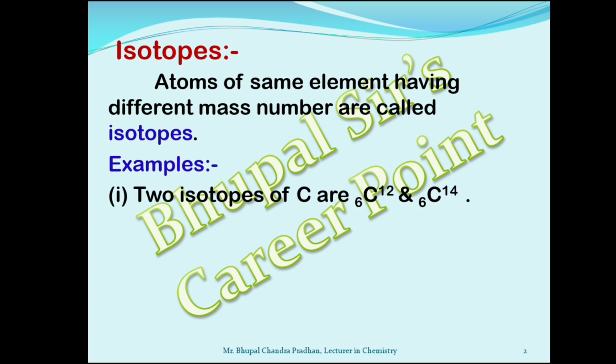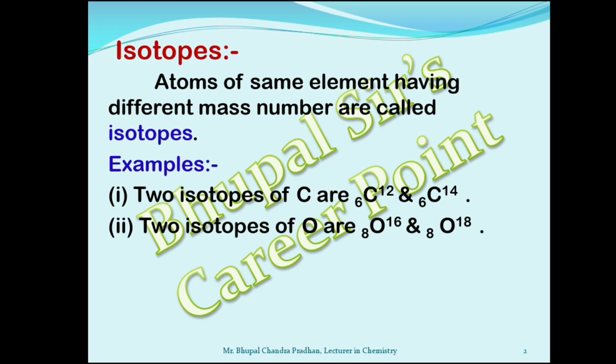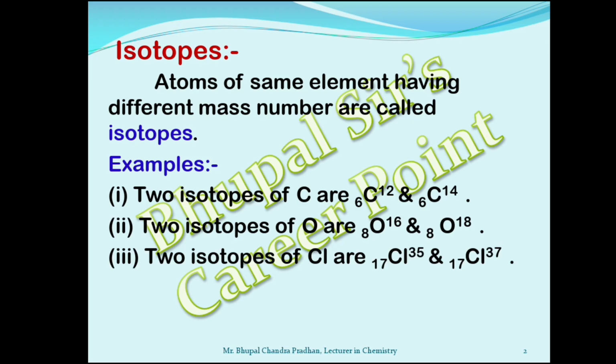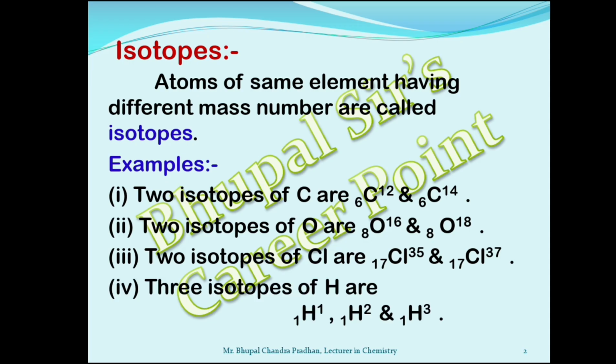Examples: two isotopes of carbon are carbon 6-12 and carbon 6-14. Two isotopes of oxygen are oxygen 8-16 and oxygen 8-18. Two isotopes of chlorine are chlorine 17-35 and chlorine 17-37. Three isotopes of hydrogen are hydrogen 1-1, hydrogen 1-2 and hydrogen 1-3. There is protium, deuterium and tritium respectively.